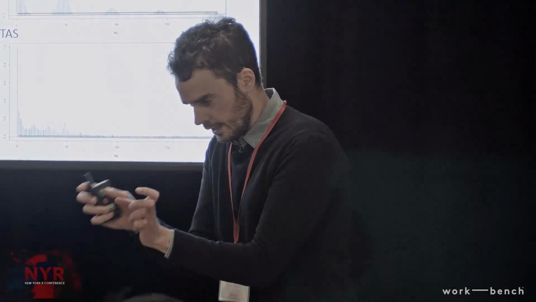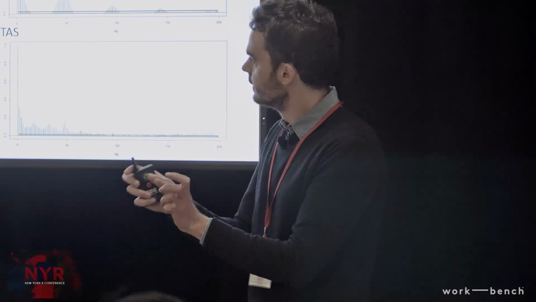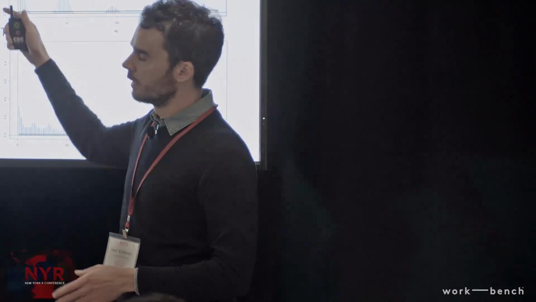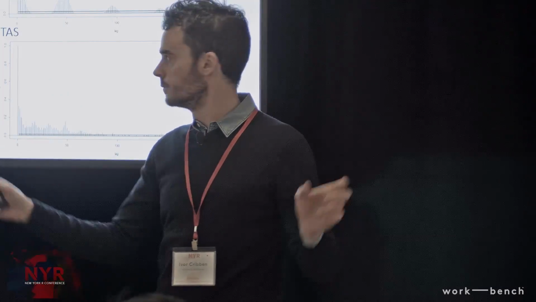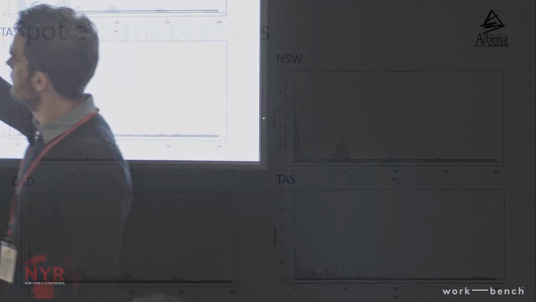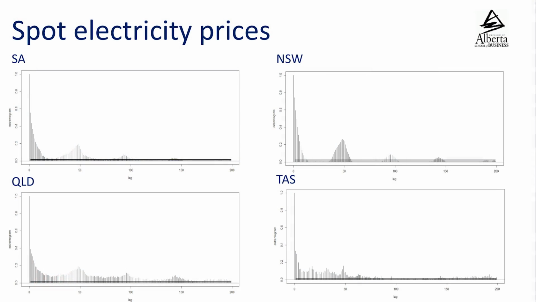So this is what the extremogram looks like. Again, you should think about it as the extreme value analog of the ACF. With the ACF, we're just looking at the dependence within the center of the distribution. Here we're looking at the dependence in the extremes. Here you can see this is for South Australia, New South Wales, Queensland, and Tasmania. These are all regions within Australia.